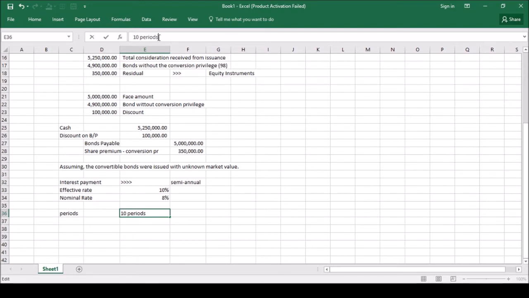So, the effective rate and the nominal rate are annualized rates. So, we need to use them as semi-annual rates. For the effective rate, we will use 5%, because that is half of the 10%. Then, the nominal rate will be half of the 8%. Can we now compute the present value of ordinary annuity of 1 at 5% for 10 periods? Yes. We have 1.05. We divide 1 by itself.